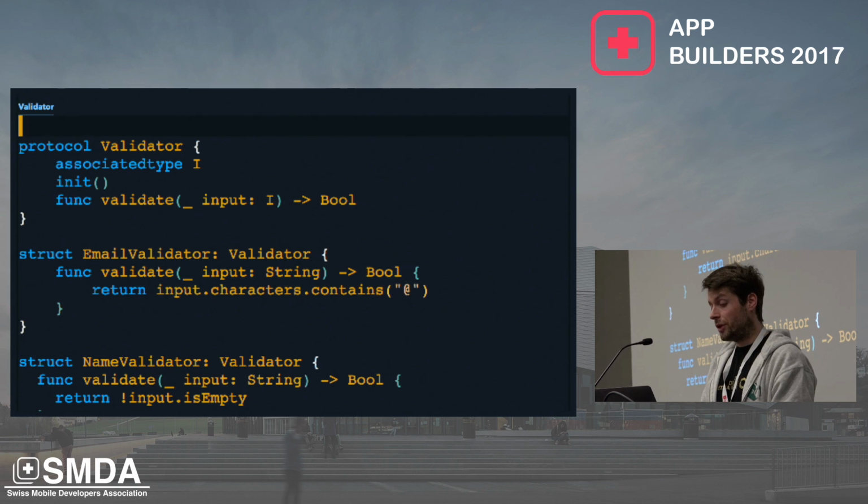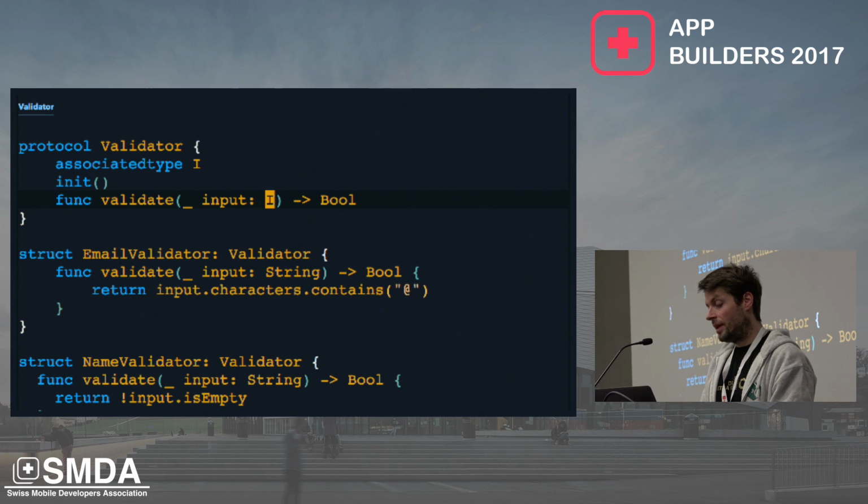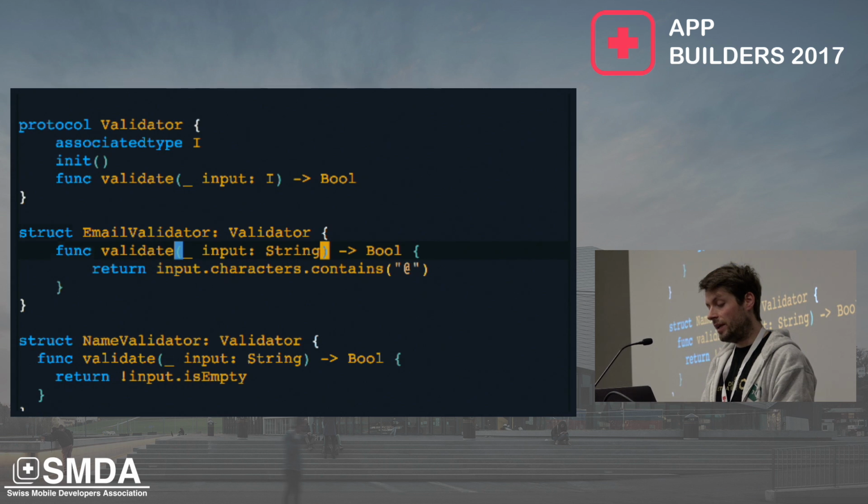Another thing that you can do is use them to make sure that certain things align. For this, I created a Validator protocol, which is also a very simple example here. You have a Validator, it has an associated type, and it has a function validate. This function takes an input of type I and returns whether it's valid or not. And then we take an EmailValidator, which is of type Validator, and it has the validate function.